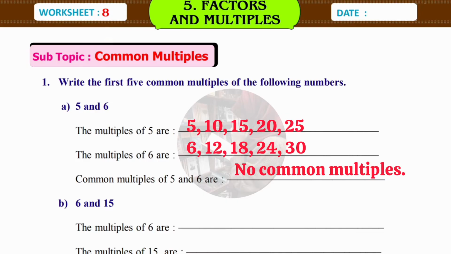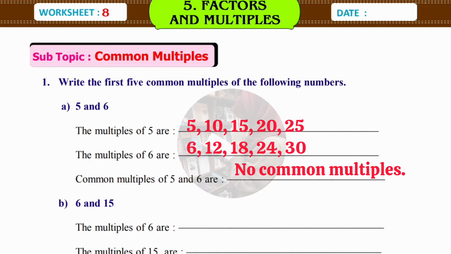That's why write it down: common multiples of 5 and 6, we didn't find any common multiple. That's why we have to write no common multiples. Okay. Now we'll see the second question, where the given numbers are 6 and 15.